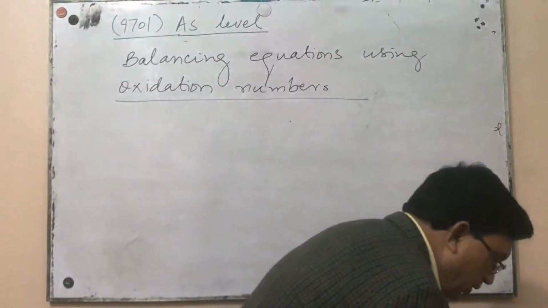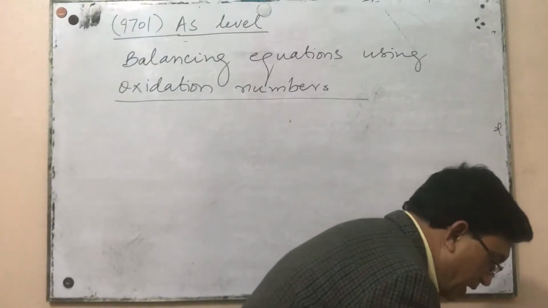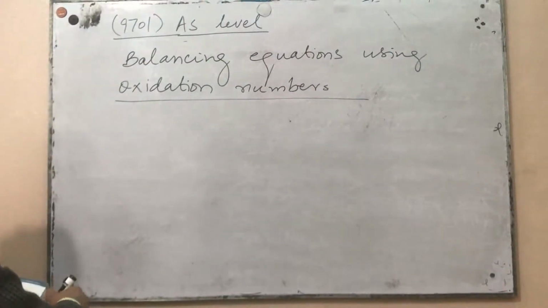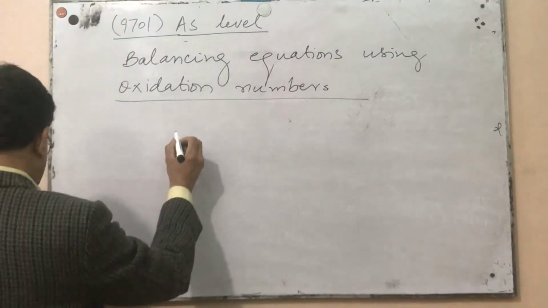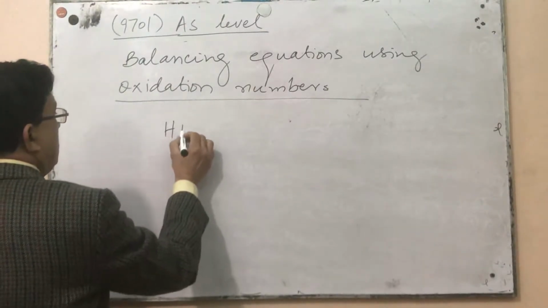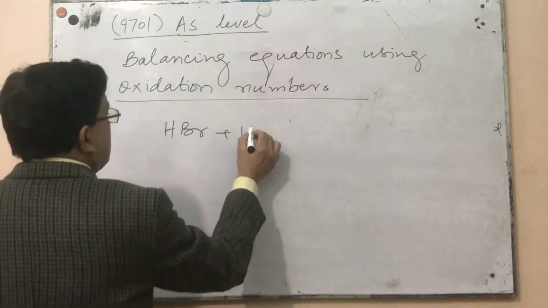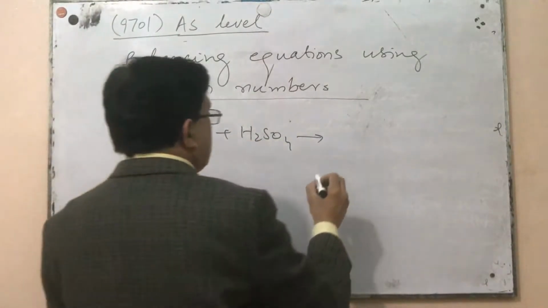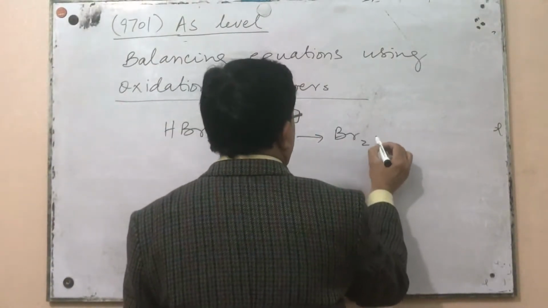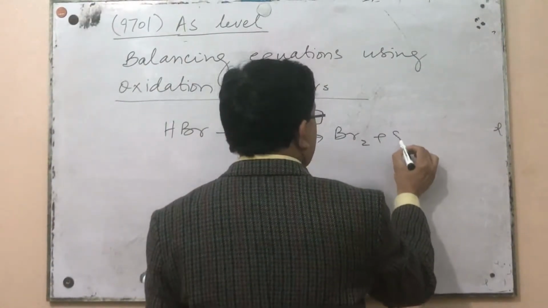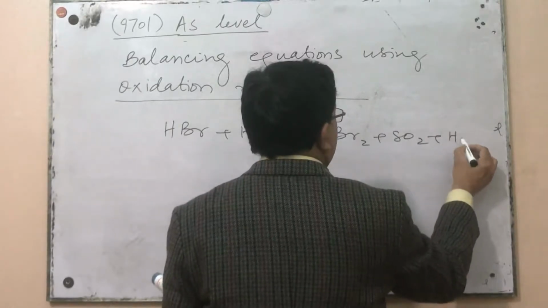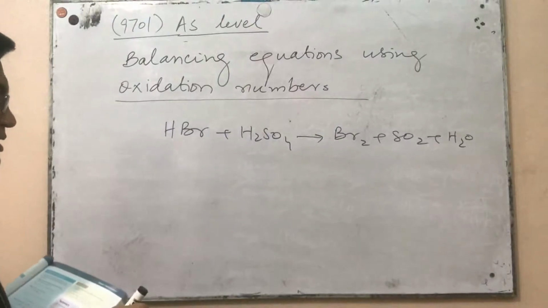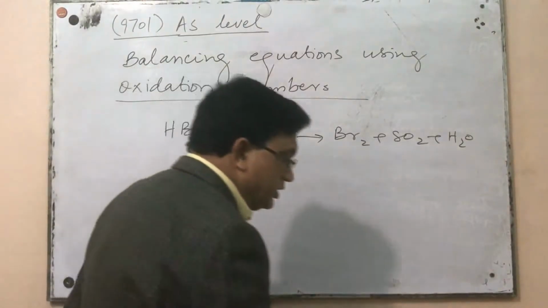For example, consider that there are some equations present. I am putting here one example. HBr reacts with H2SO4 and then it gives Br2 plus SO2 plus H2O. This is the equation, and we have to balance this using the oxidation number method.